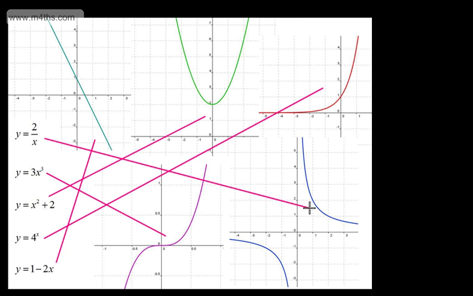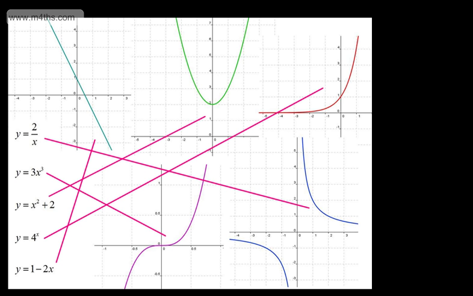That leaves one more, 2 over x. This is a reciprocal graph. So if we had 1, it would be 2. If we had 2, it would be 1. If we had 3, it would be 2/3. If we had 4, it would be 1/2. And that's what we end up with.